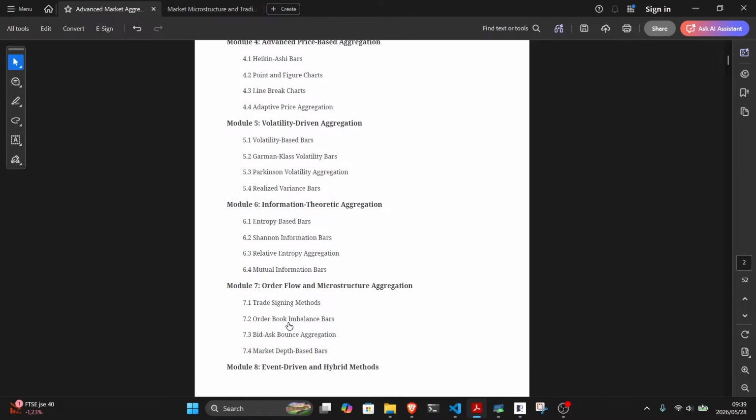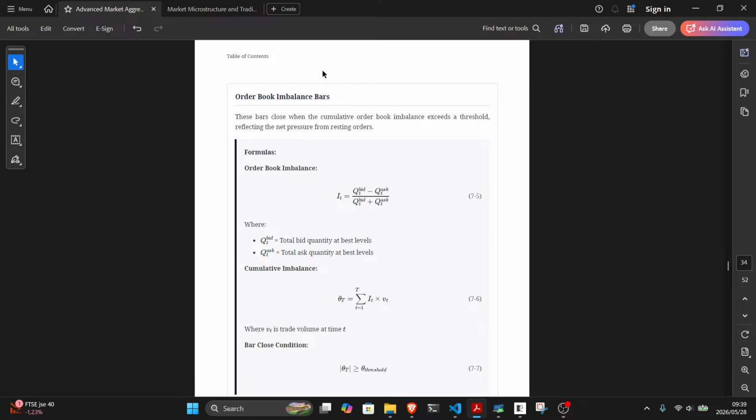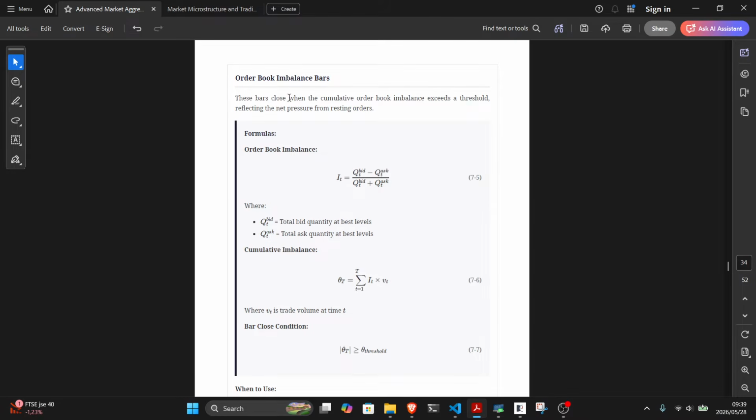Now, what is an order book imbalance bar? Order book imbalance bars aggregate based on the imbalance between bid and ask quantities in the limit order book, capturing the pressure from pending orders. These bars close when the cumulative order book imbalance exceeds a threshold, reflecting the net pressure from resting orders.